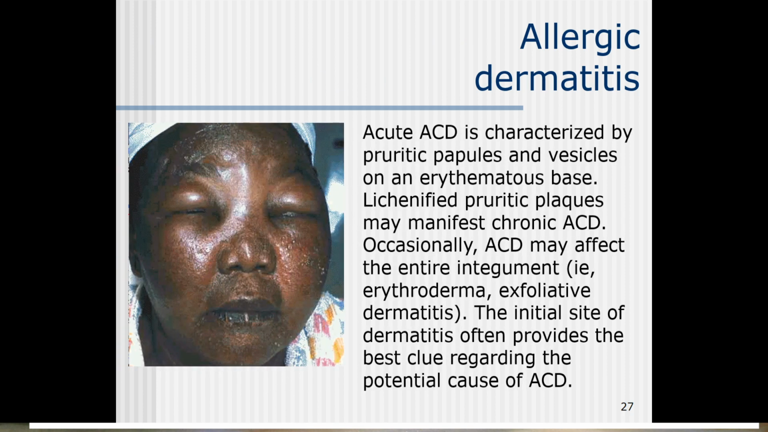Allergic dermatitis. Acute allergic contact dermatitis is characterized by pruritus, papules and vesicles on an erythematous base. Chronic allergic contact dermatitis may manifest as pruritic plaques. Occasionally, allergic contact dermatitis may affect the entire integument, causing erythroderma, exfoliative dermatitis. The initial site of dermatitis often provides the best clue regarding the potential cause of allergic contact dermatitis.